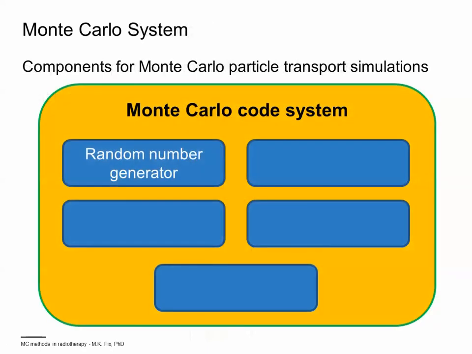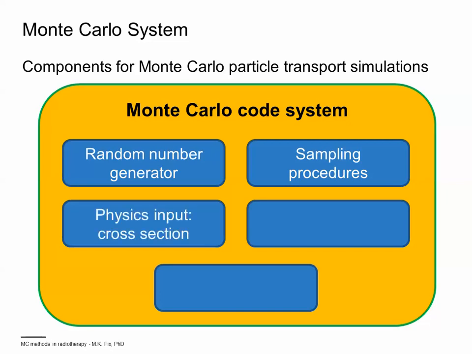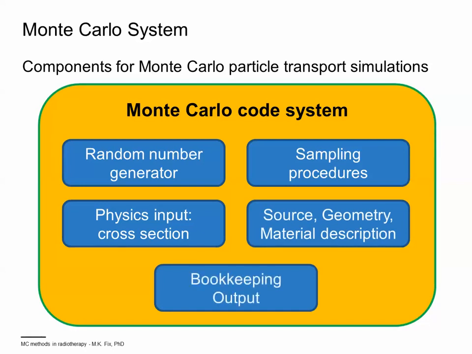So now we can name the components of the Monte Carlo code system. Besides the random number generator, there is the sampling procedures, we need to have the physics input, namely the cross sections. We need to define the source, the geometry, and the material, as well as we have to have a bookkeeping and an output feature in place.